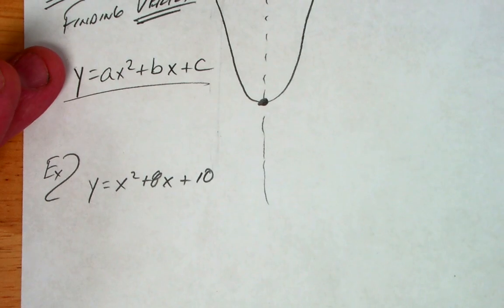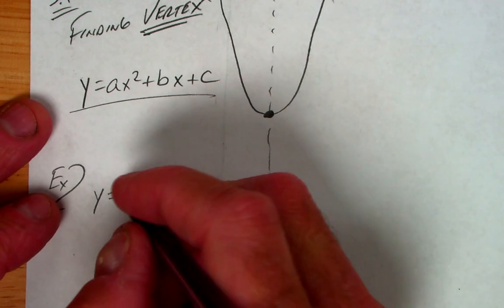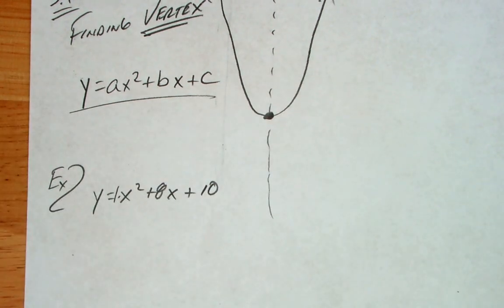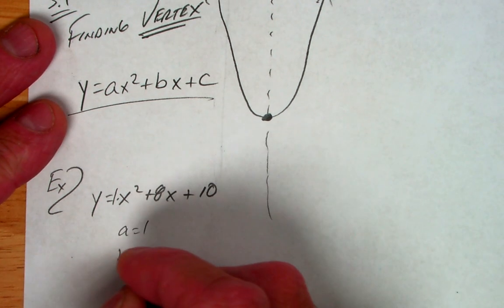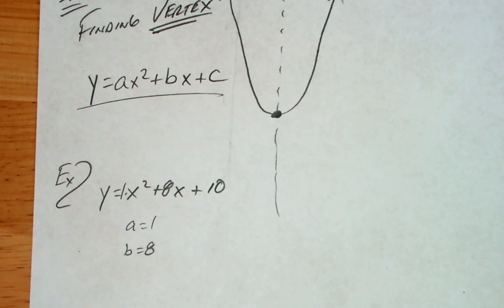okay? First thing we need to do is find our a, our b, and our c. What's my a? 1. Even though there's nothing written there, it is 1 because that's the thing that we don't have to write if we don't want. So a is 1, b is 8. I'm not really worried about c in this case.